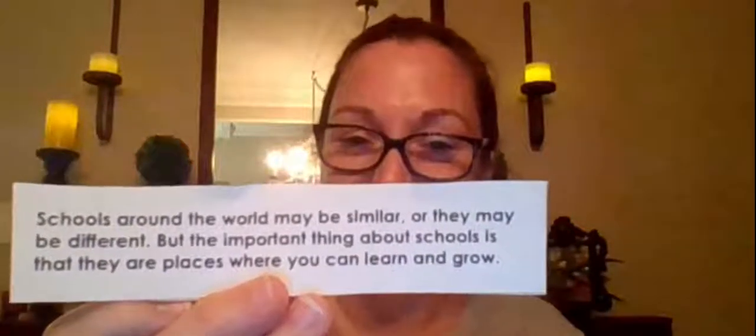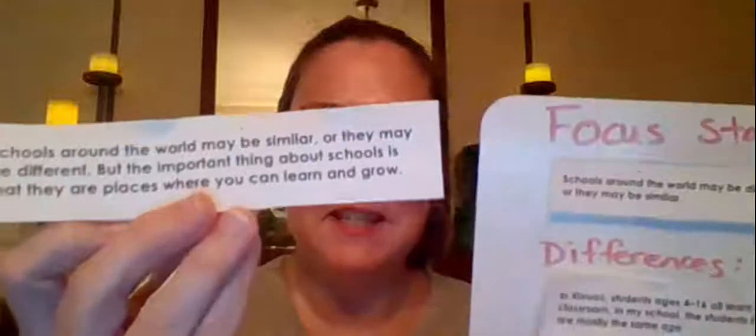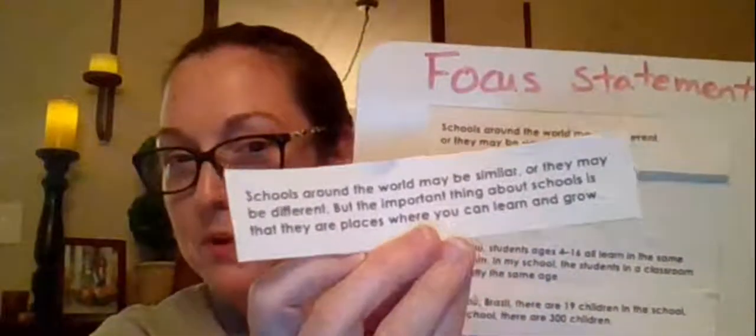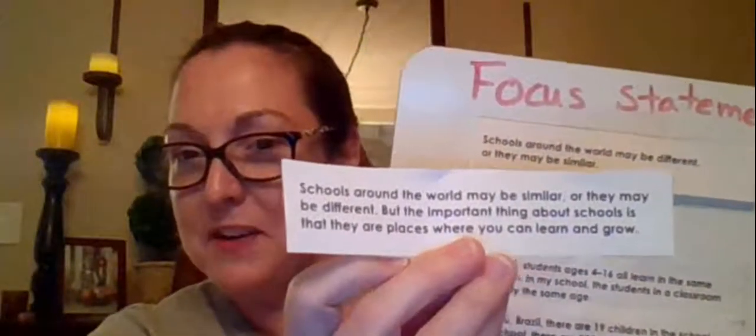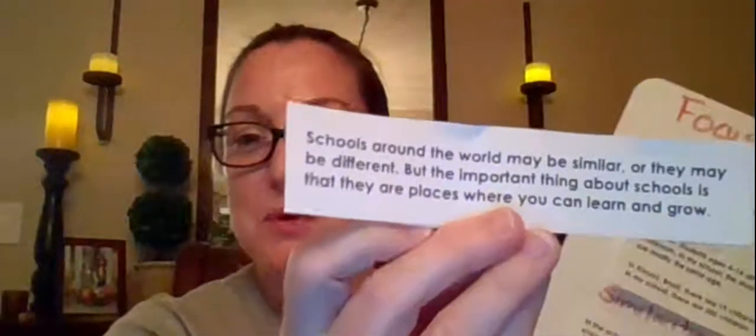Look what I did there. I told them my focus statement again. Schools around the world may be similar or they may be different. But the important thing about schools is that they are places where you can learn and grow. Yeah, that reminds me how Margaret Wise Brown did that. Remember how she would tell you something and then she would give you all those details in the middle and then she would always come back at the end and say, but the important thing about whatever is, and she'd tell you what she had told you in the very beginning. That's why this is going to be the important thing about schools book.